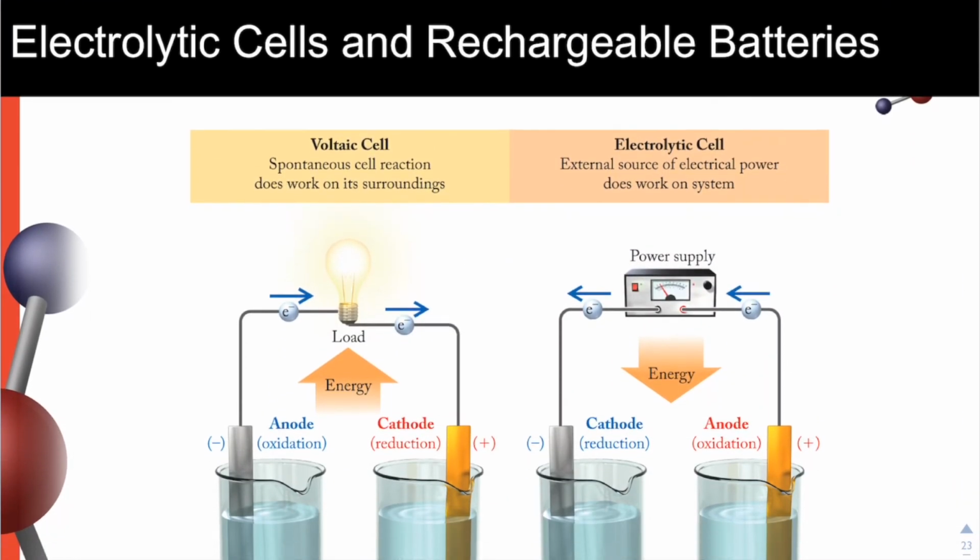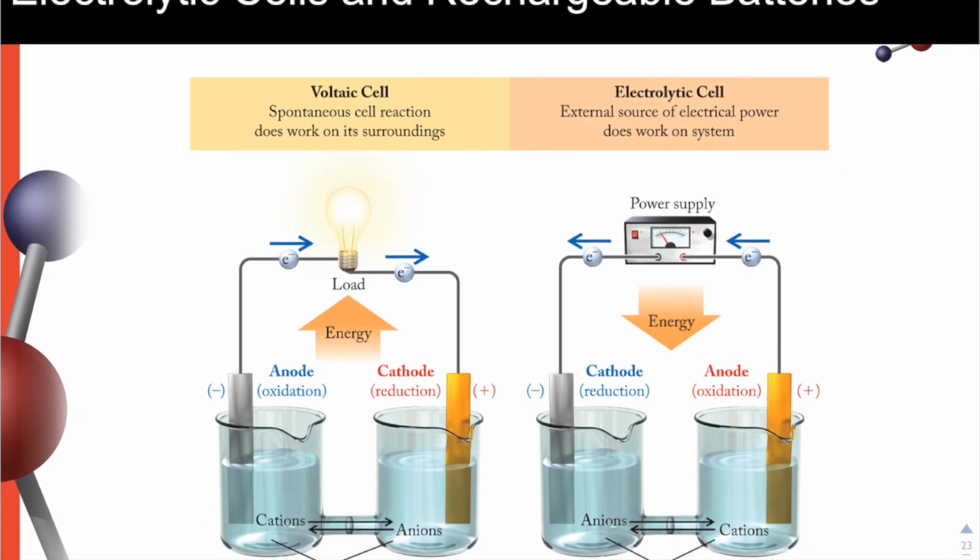And here is an example of the two cells shown side by side. The voltaic galvanic cell on the left, the electrolytic cell on the right. You'll notice oxidation still at the anode. Everything else the same. The cations and anions are still moving back and forth. The only difference here is that the anode is positively charged here and negatively charged here.